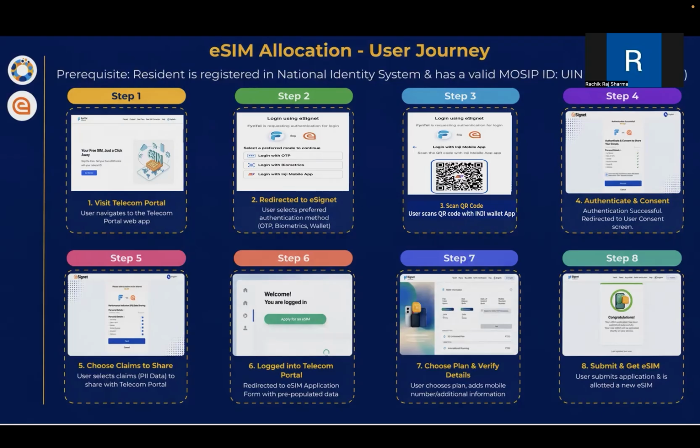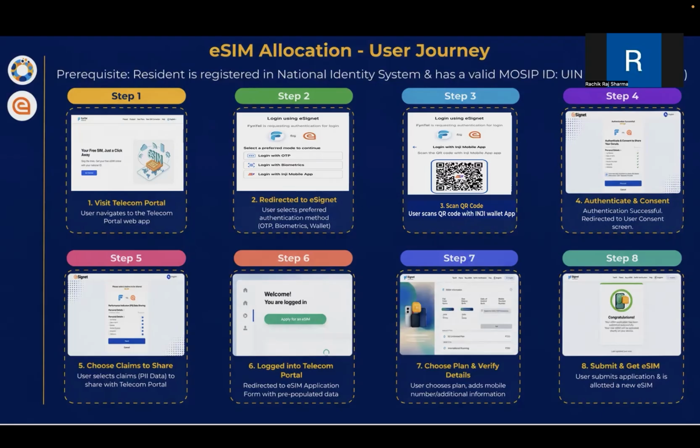Once that is done and the authentication is completed, the user will be shown a consent screen where there will be a list of claims that they can choose to share with the relying party, which is in this case the telecom portal. Now, these claims will be voluntary to be chosen by the user. So if they want, they can decide not to choose some of the claims so that they are not shared with the relying party. Once this consent is given, that's where the login process is completed. After that, the control is transferred back to the telecom portal.